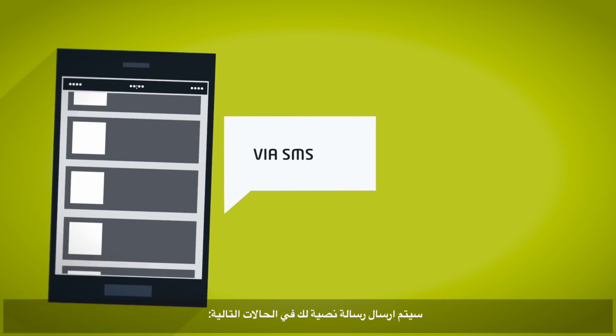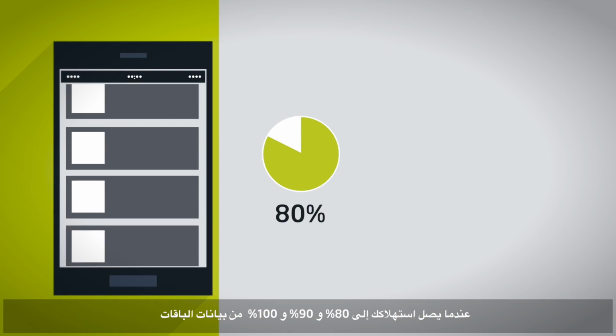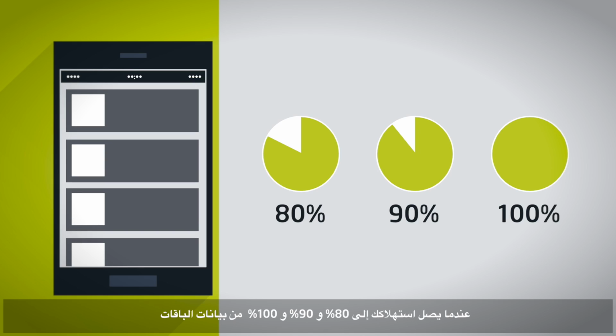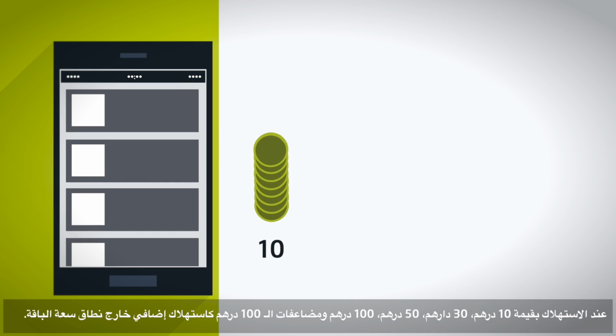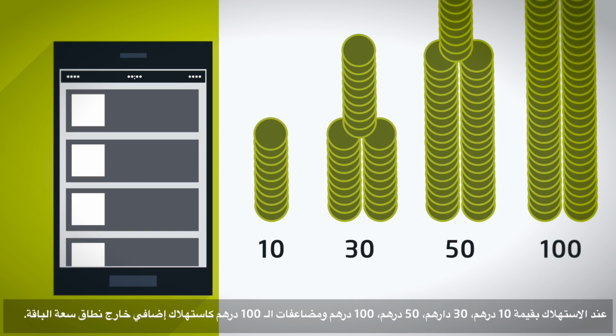You will also be notified via SMS in the following cases: on consuming 80%, 90% and 100% of data packages, on consuming 10 dirhams, 30 dirhams, 50 dirhams, 100 dirhams and multiples of 100 dirhams as out-of-bundle charges.